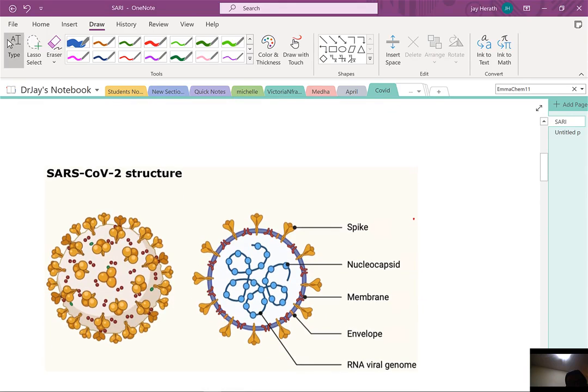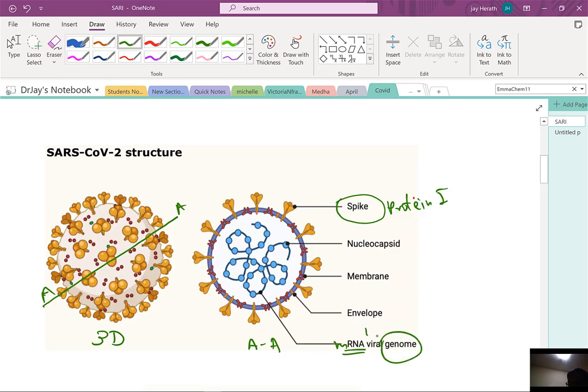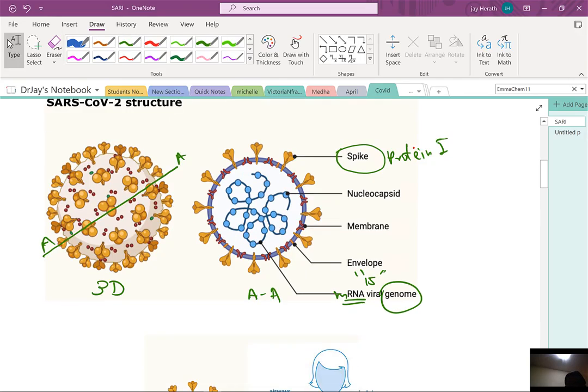Here you have a 3D COVID-19 coronavirus. If you take a cross section A to A, it should look like this. Again, you can see the spike protein, which is our target 1. And this is the other one, target 2, which is the mRNA. And you need not the whole genome, you need only 15 units of it, and that's good enough to make a good vaccine. So now, how does it work?